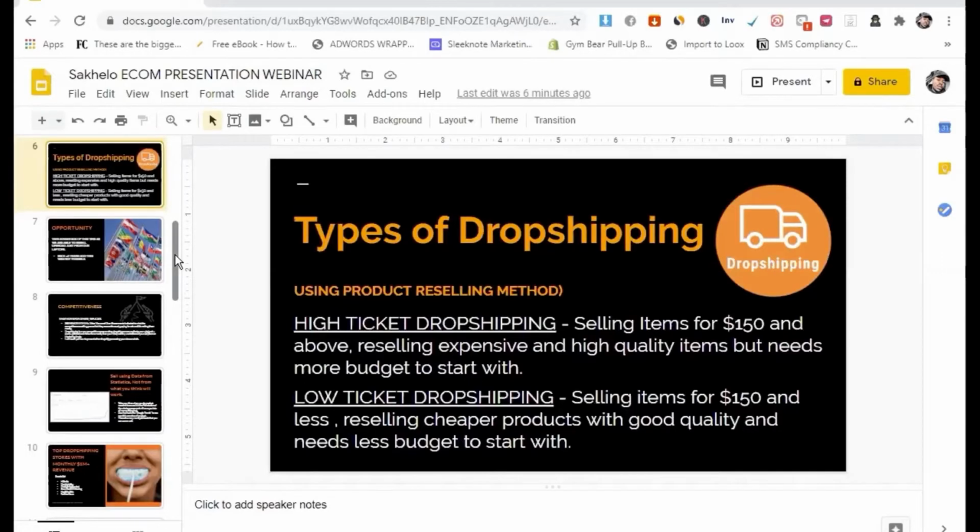Okay, low ticket dropshipping is when you're selling items for, I'll say, lower than $150 or even less than $100. Reselling cheaper products with good quality, and this needs less budget to start with. So please keep in mind we're only going to do low ticket dropshipping. So let's go to the next slide.